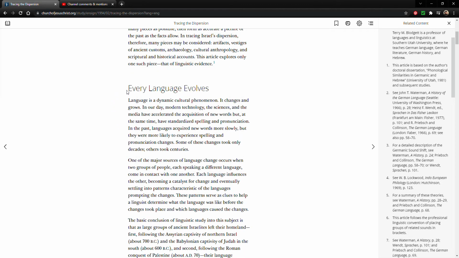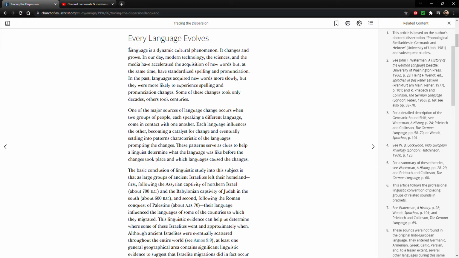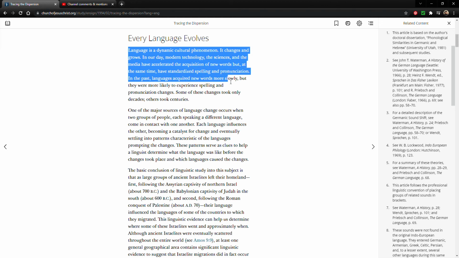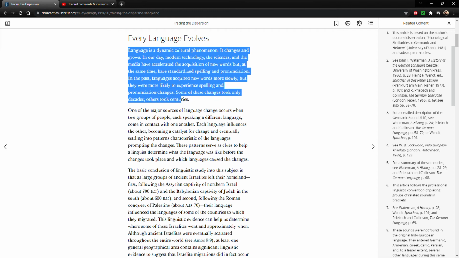Okay. Every language evolves. Language is a dynamic cultural phenomenon. It changes and grows. In our day, modern technology, the sciences, and the media have accelerated the acquisition of new words, but at the same time have standardized spelling and pronunciation. In the past, languages acquired new words more slowly, but they were more likely to experience spelling and pronunciation changes. Some of these changes took only decades, others took centuries.